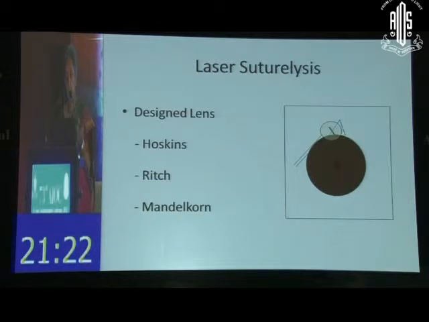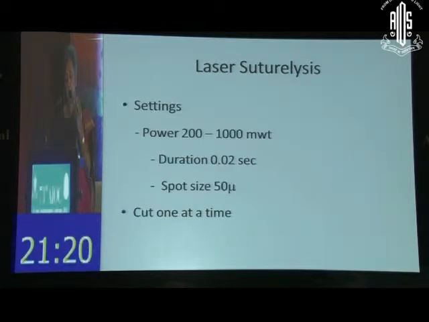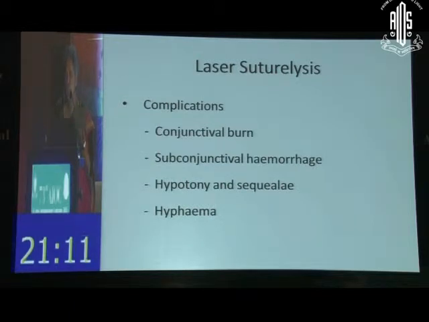And you can use any of these lenses available. These are the settings, but remember to cut only one at a time. If you tend to cut more sutures, you will end up with the complications. Complications can be conjunctival burn, subconjunctival hemorrhage. If there is excessive flow, it can lead into hypotony and leak sequelae or even hyphema.